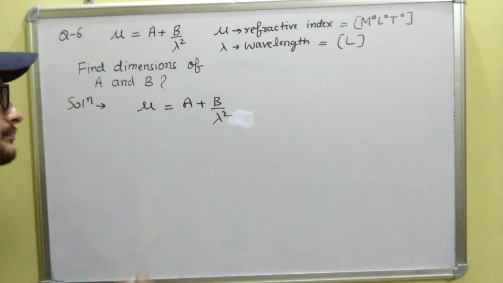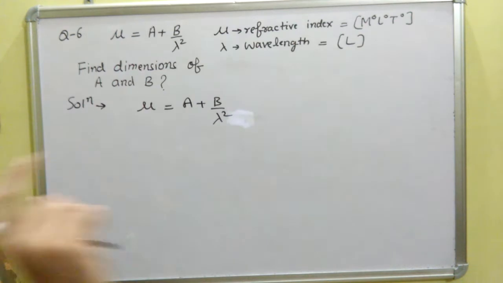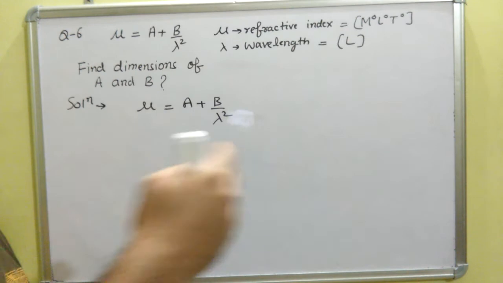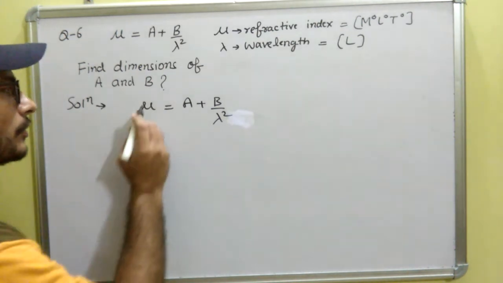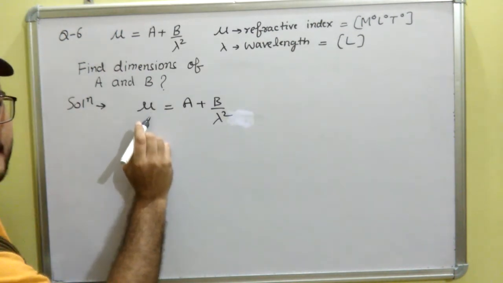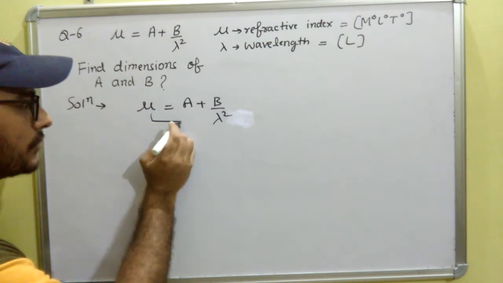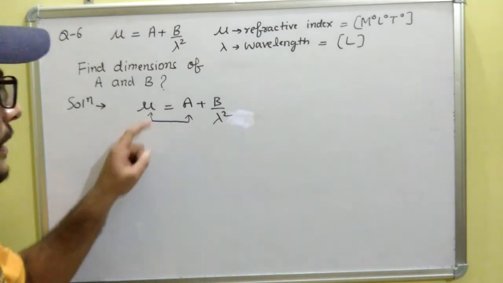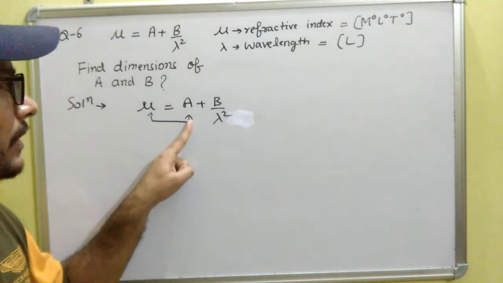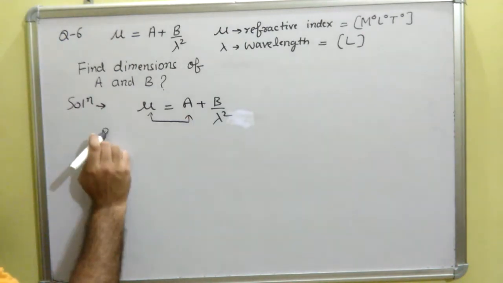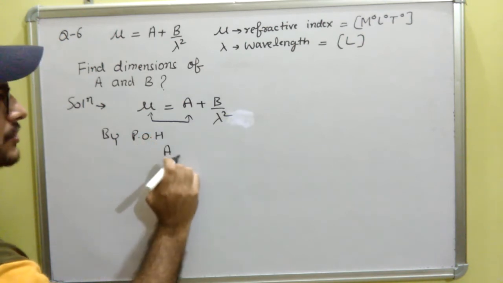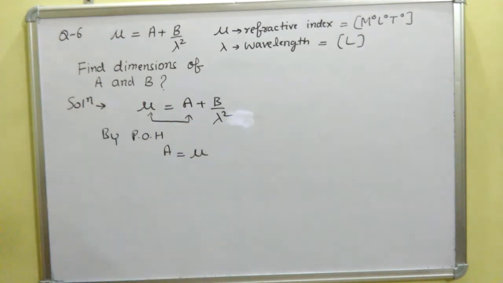Now look, this formula is given to us, it means this formula is correct, and the principle of homogeneity says that if a formula is correct, then the dimensions on the left hand side should be equal to the dimensions of the right hand side. So look, on the left hand side we have refractive index. When we move on to the right hand side we get A. Now according to the principle of homogeneity, whatever is the dimension of this should be equal to the dimension of A. So by the principle of homogeneity, the dimension of A should be equal to the dimension of mu, that is your refractive index.